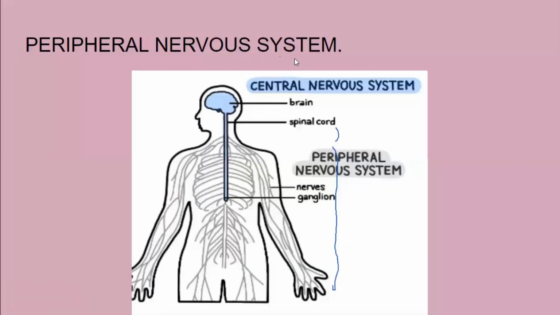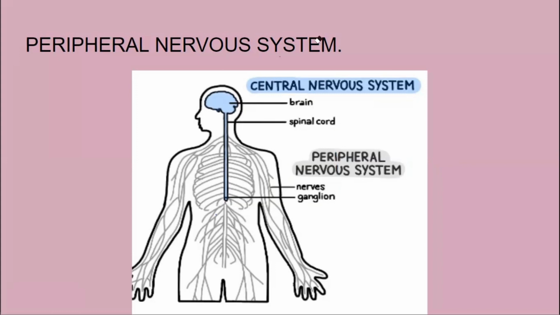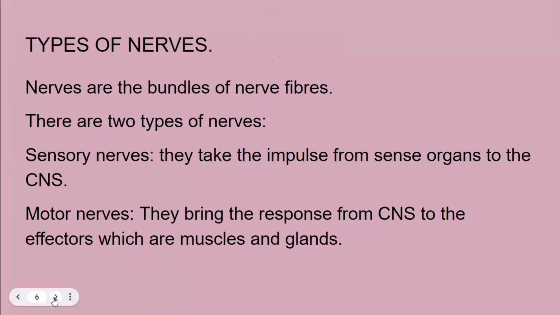Now you can see this is another picture of the central nervous system, brain and spinal cord. And in the peripheral nervous system, you can see thin thread-like structures coming out from our spinal cord. All these thread-like structures are actually the nerves. So nerves make the peripheral nervous system, and brain and spinal cord make the central nervous system. Both parts of the nervous system are shown in this diagram.